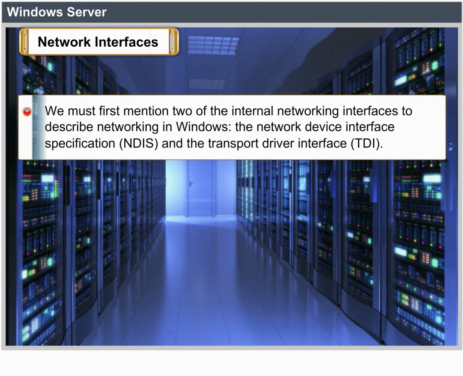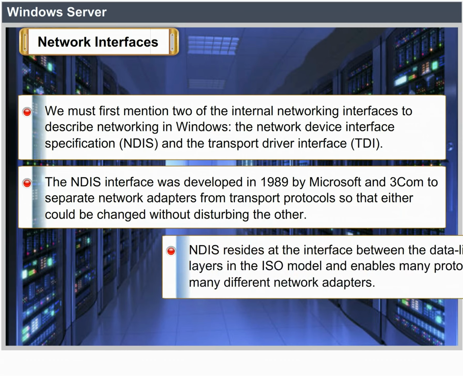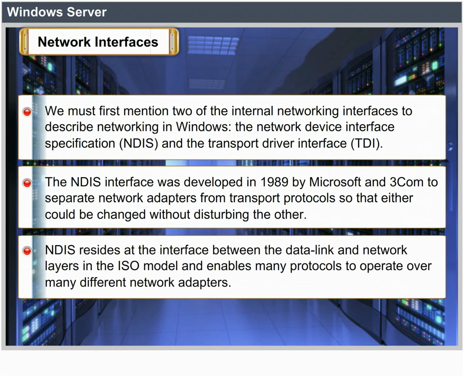To describe networking in Windows, we must first mention two of the internal networking interfaces, the Network Device Interface Specification (NDIS) and the Transport Driver Interface (TDI). The NDIS interface was developed in 1989 by Microsoft and 3Com to separate network adapters from transport protocols so that either could be changed without affecting the other. NDIS resides at the interface between the data link and network layers in the ISO model and enables many protocols to operate over many different network adapters.